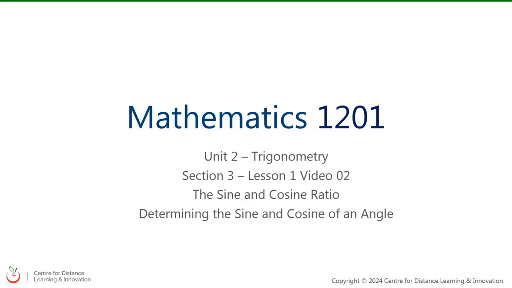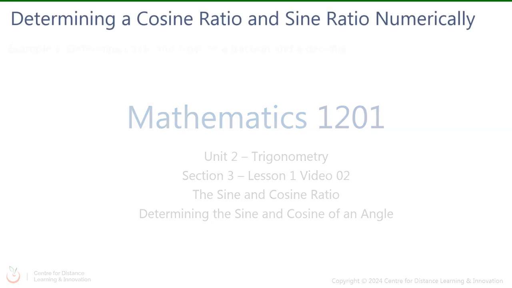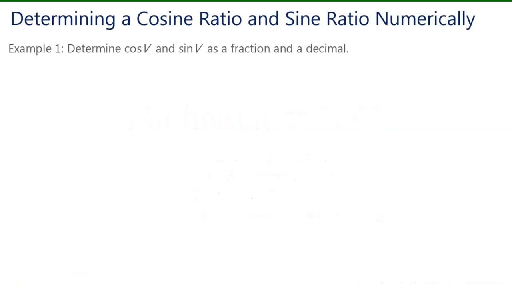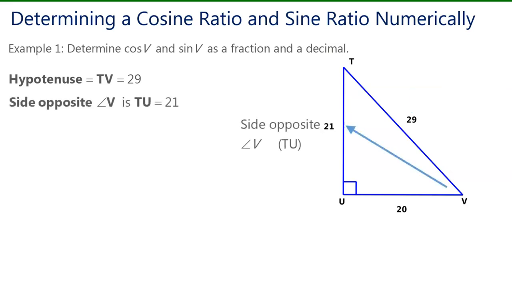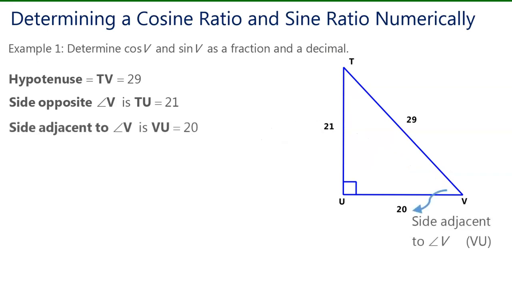In this video, we will be determining the sine and cosine of an angle. Here's example 1. Determine cosine V and sine V as a fraction and a decimal. The hypotenuse, TV, is 29. The side opposite angle V is TU, 21. The side adjacent to angle V is VU, 20.